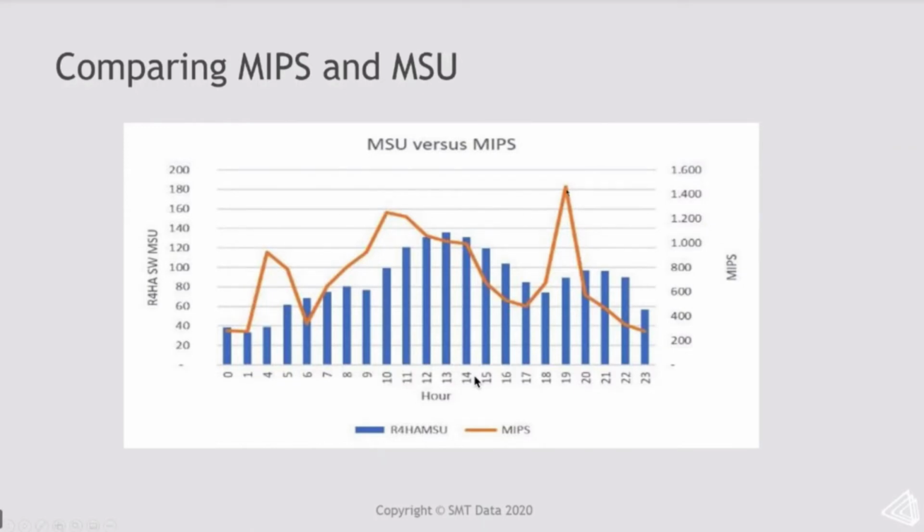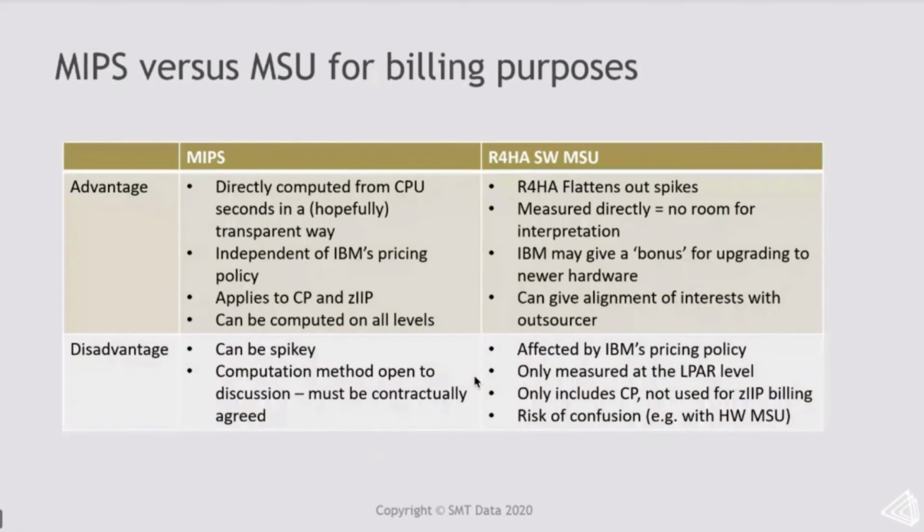You can have a peak in the evening, for example, here, which is very high. That isn't reflected in the rolling 4-hour average MSU because it's a much narrower peak. So just be aware there's a very big difference in the way the usage patterns look depending on whether you're looking at MIPS or MSU.